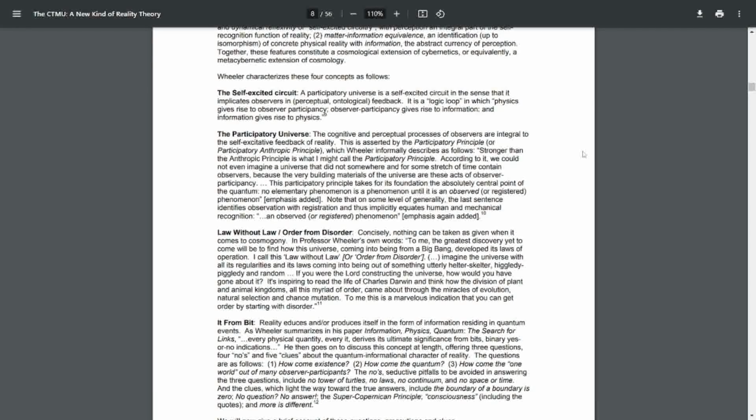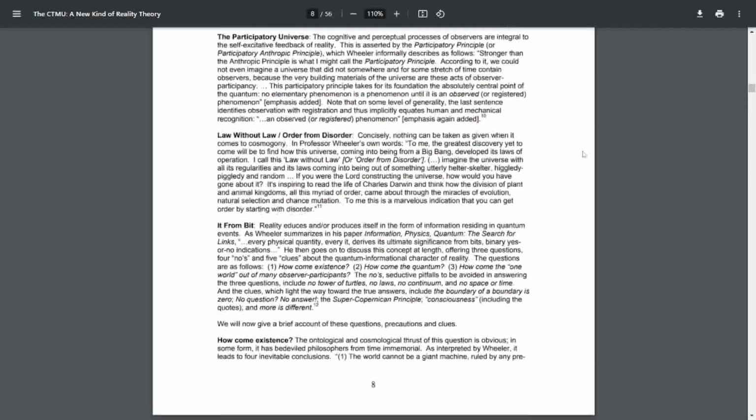Yeah, well said. All right. Law without law, order from disorder. Concisely, nothing can be taken as given when it comes to cosmogony. In Professor Wheeler's own words, to me, the greatest discovery yet to come will be to find how this universe, coming into being from a Big Bang, developed its laws of operation. I call this law without law, or order from disorder.